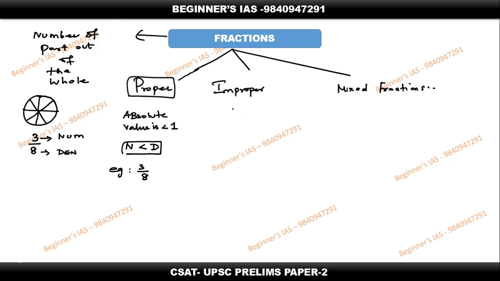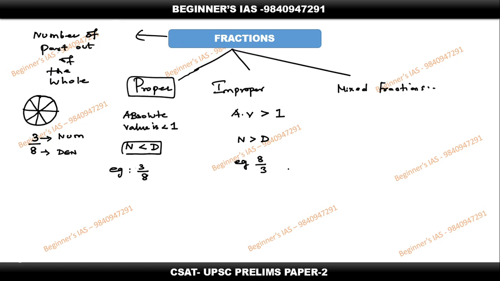So now let us move on to the improper fraction. Here the absolute value is greater than 1. Now listen carefully. If the numerator is greater than the denominator, then we call it an improper fraction. For example, 8 by 3. So this is the improper fraction.